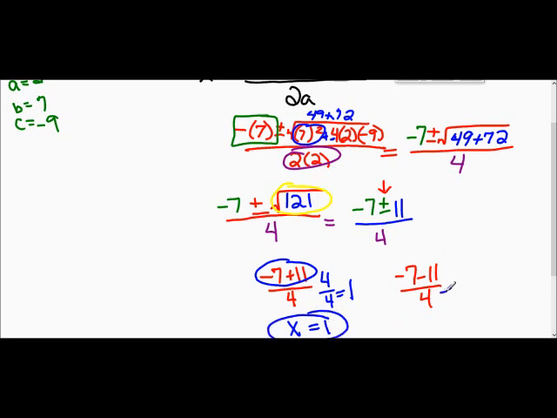Okay? Then the second one, I'm going to get a negative 18 over 4, which is a fraction. It does reduce, and it's going to become 9 over 2. So my second answer is x equals a negative 9 over 2.